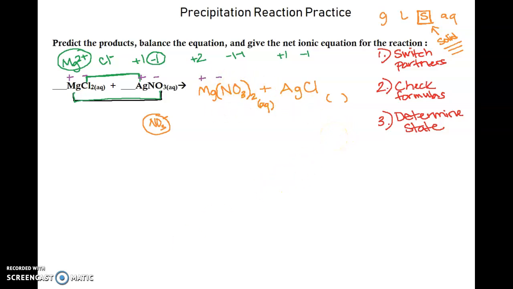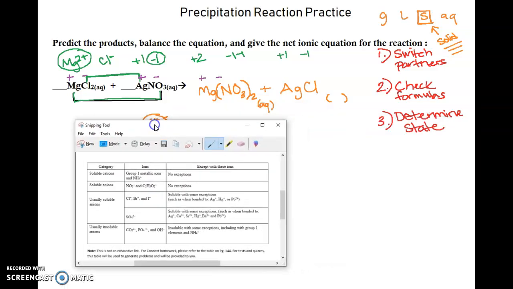What about silver chloride? Let me bring up my chart again that I had moved out of the way. Let's find chlorine right here. There's chlorine. And it says usually soluble. So when you see something like that, let's double check our exceptions. So soluble with some exceptions. That means that if I have the exception, it's insoluble, which is the same way of saying not soluble. So notice this exception right here.